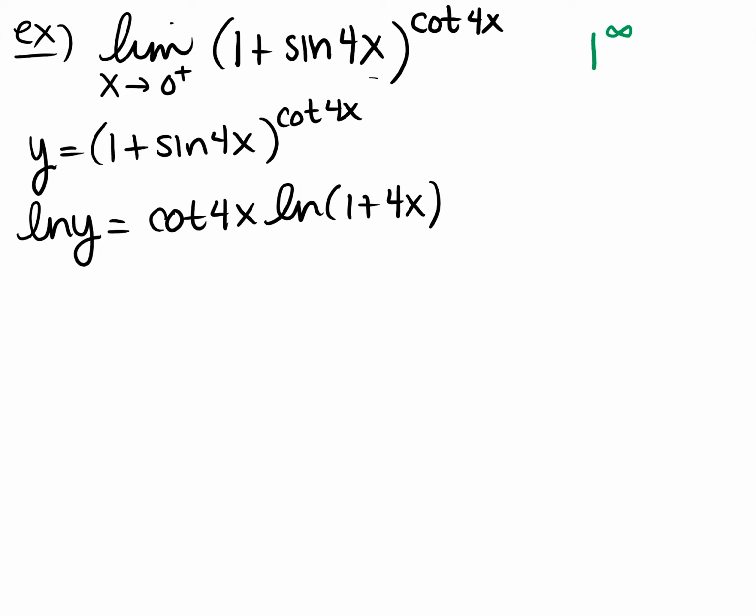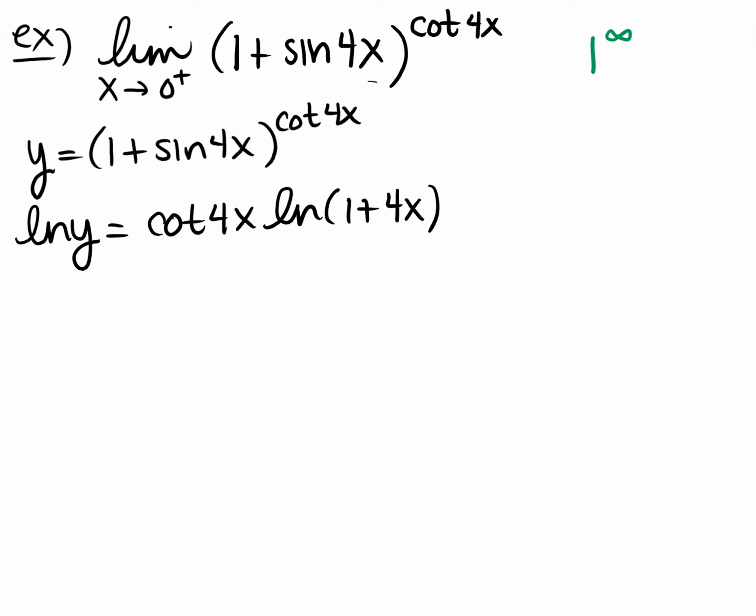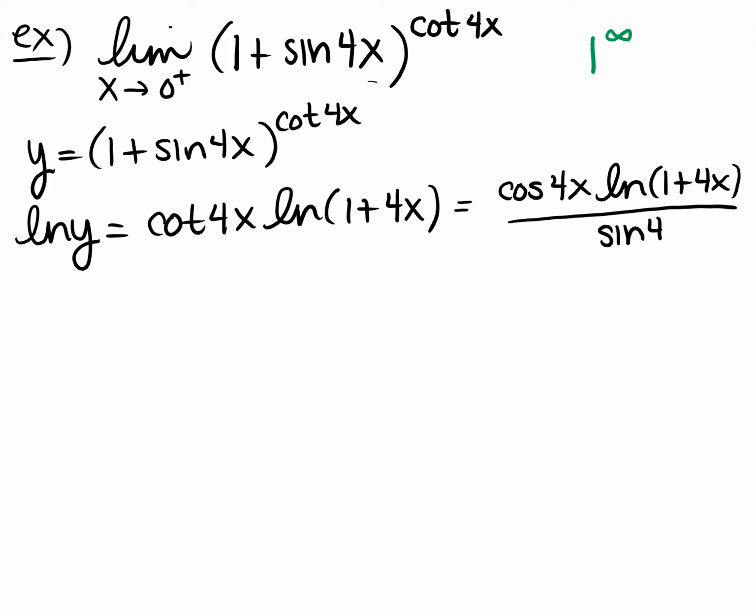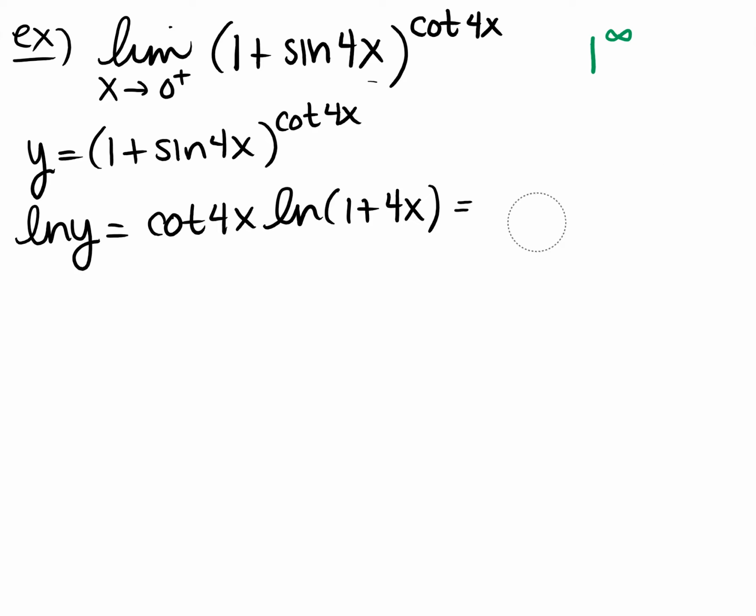But I know that I want to use L'Hopital's, and I know that L'Hopital's requires a fraction. So I'm going to rewrite this. Cotangent is cosine over sine, so I'm just going to rewrite this really quick as cosine over sine. Ooh, maybe I don't want to do that. Here's why I don't want to do that. If I write that as cosine over sine, I'm going to have to do product rule on top, and I really don't want to do product rule. So what else can I write cotangent as? That's 1 over the tangent of 4x. That's the definition of cotangent.